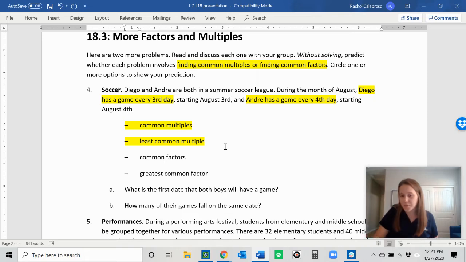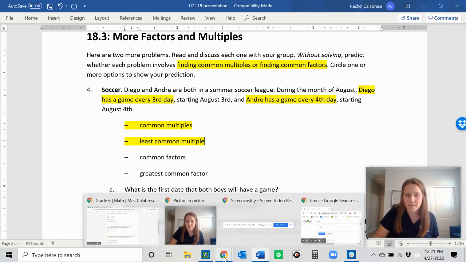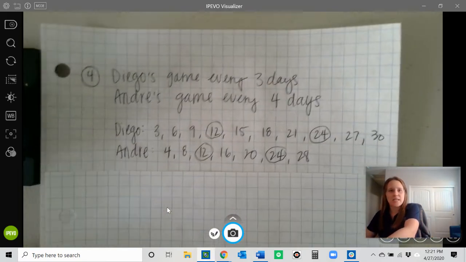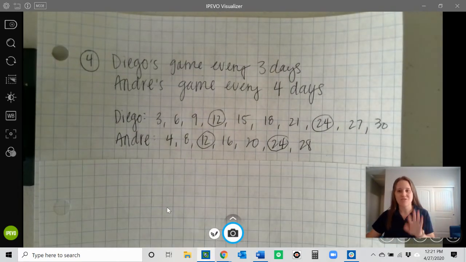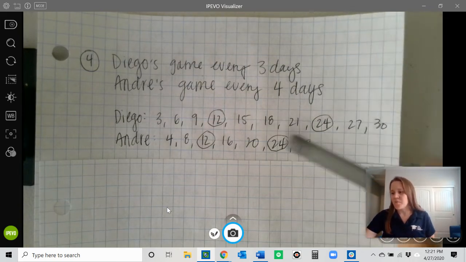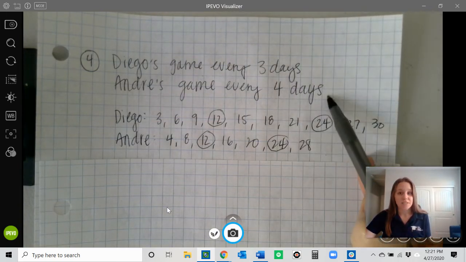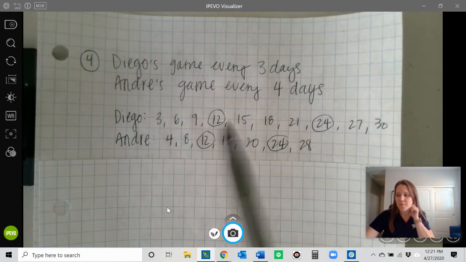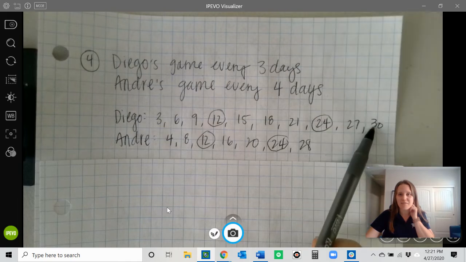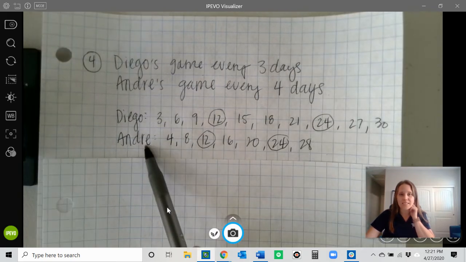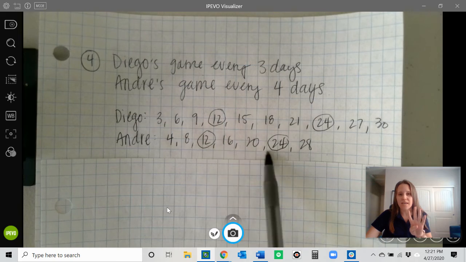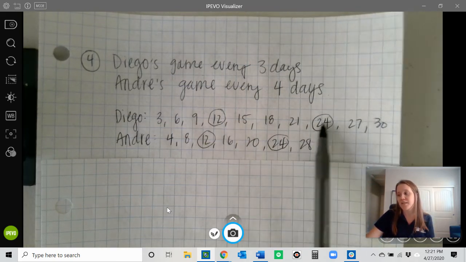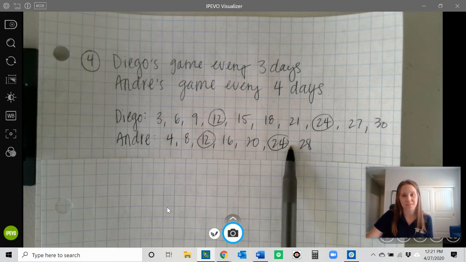For number 4, we are not going to solve it together, but I do want to show you what my answer will look like, just in case you were confused about why it's common multiple and least common multiple, okay? You do not need to write this down. Number 4, Diego's game was every 3 days, Andre's game was every 4. So for Diego, I skip counted by 3, all the way until the end of the month, the 30th. And for Andre, I skip counted by 4, all the way until I got close enough to the end of the month. And I noticed that 12 and 24 are common multiples.